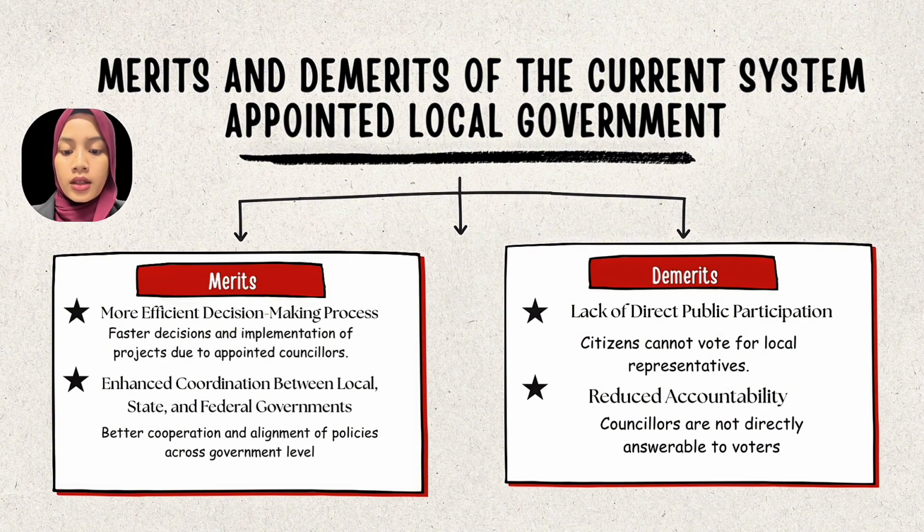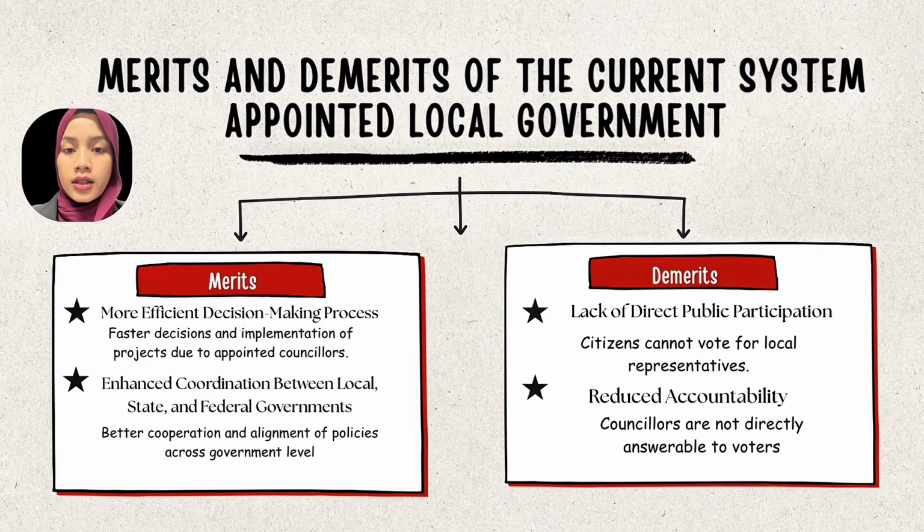However, a major demerit is the lack of direct public participation. Citizens cannot elect the local council, which limits their involvement in local governance and decision making. For example, in Malaysia, the opportunity to elect a local councillor was removed when local government elections were suspended in 1965, reducing direct community influence over local leadership.